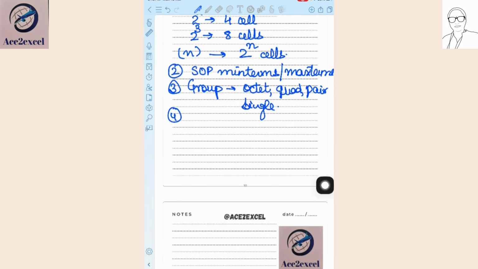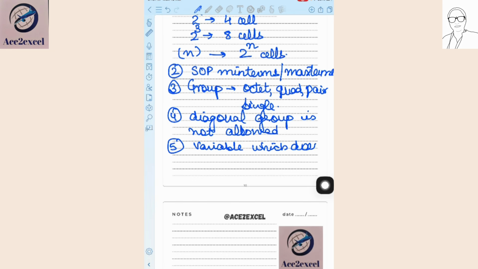Do keep in mind, while you are grouping, diagonal grouping is not allowed. Diagonal group formation is not allowed. And while minimization, do keep in mind only the variable which doesn't change is considered.